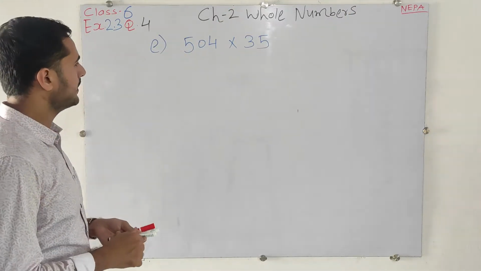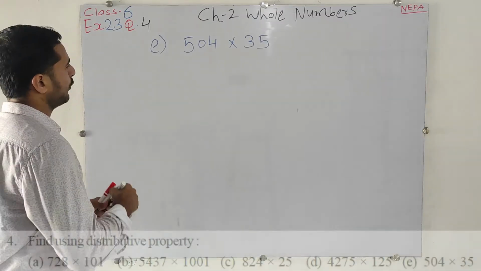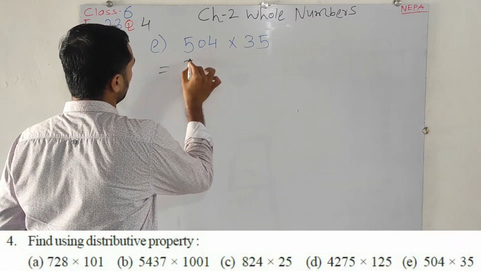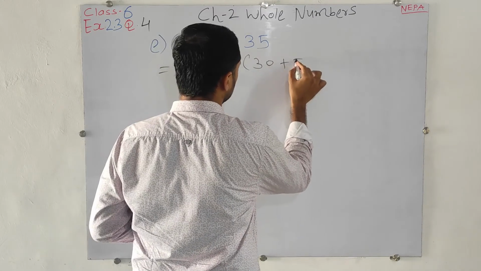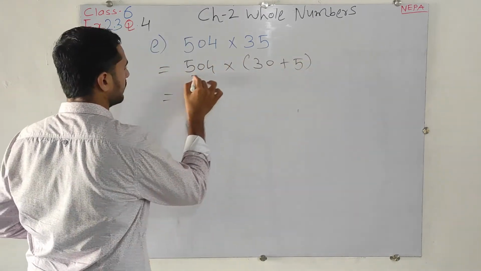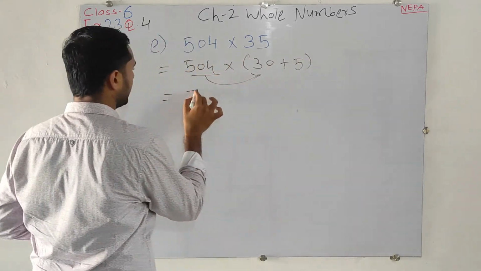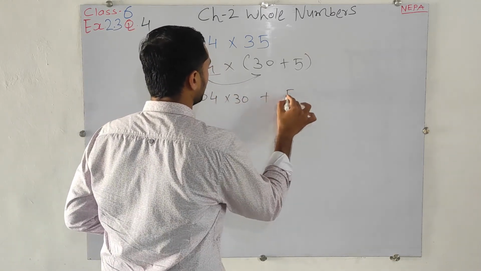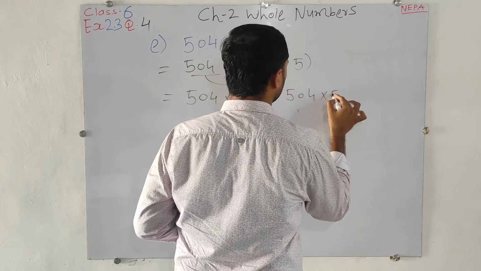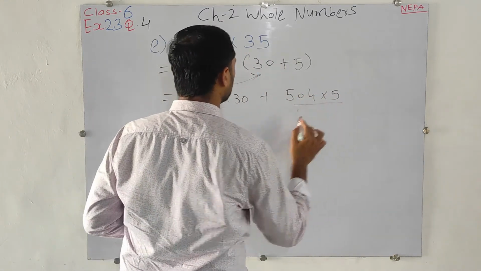Now the E1, that is 504 multiplied by 35. Again, we'll use the distributive property: 504 multiplied by (30 plus 5). This number will multiply with each number in the bracket, so 504 multiplied by 30 plus 504 multiplied by 5. Here we have the two different products.